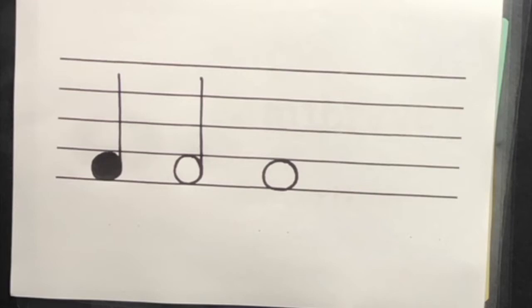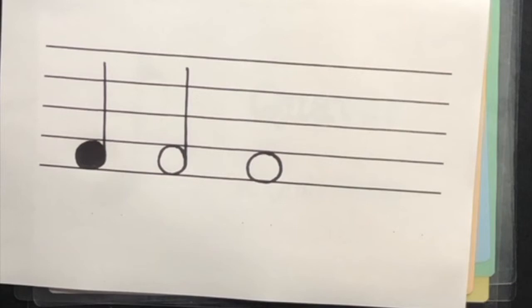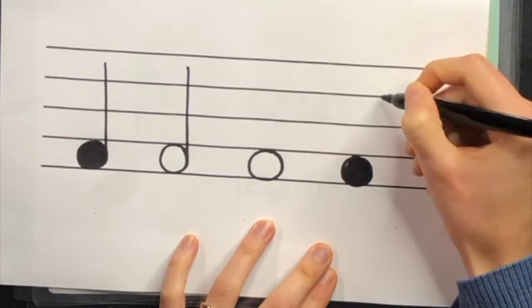This note is called a semibreve. It has four beats. It is easy to draw because it is just a circle. This note is a quaver. It has half a beat. We draw it just like a crotchet, but this time with a tail on the end of its stem. The tail curls to the right.